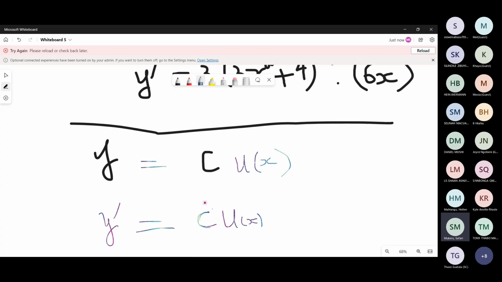Great. How do you find now this derivative, please? You simply keep the constant unchanged, and you simply multiply by the derivative of u.